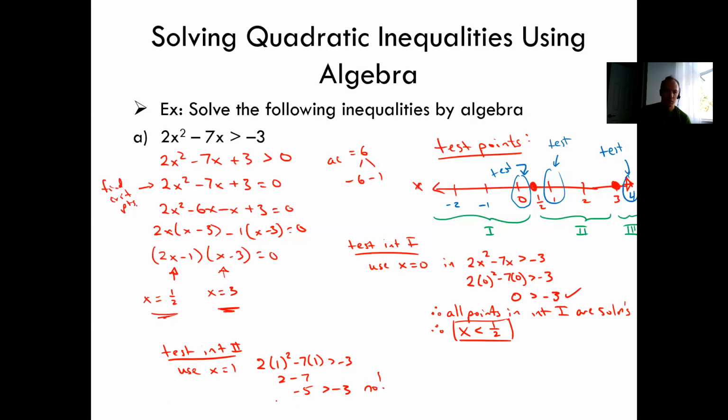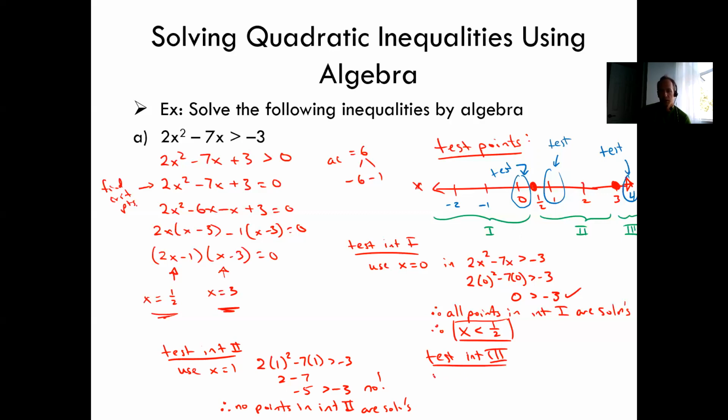Okay, so what can we say here? No points in interval 2 are solutions, which is what we might have guessed before, given the shape of our parabola.